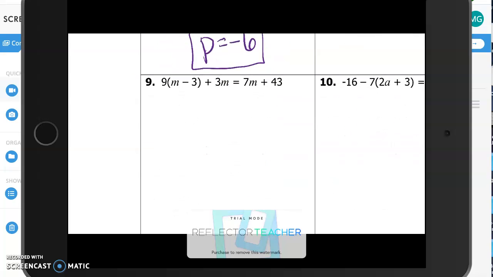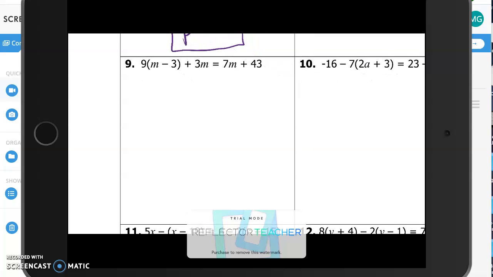Number 9, we have to do all 4 steps. We're going to have to distribute, then combine like terms, then solve it. So first distribute 9m minus 27 plus 3m equals 7m plus 43. Now I will have some people that want to not rewrite this whole thing, just put the 9m minus 27 right under there and then add the 3m. So you're really only writing 1.5 steps instead of 2 separate ones. That's fine.